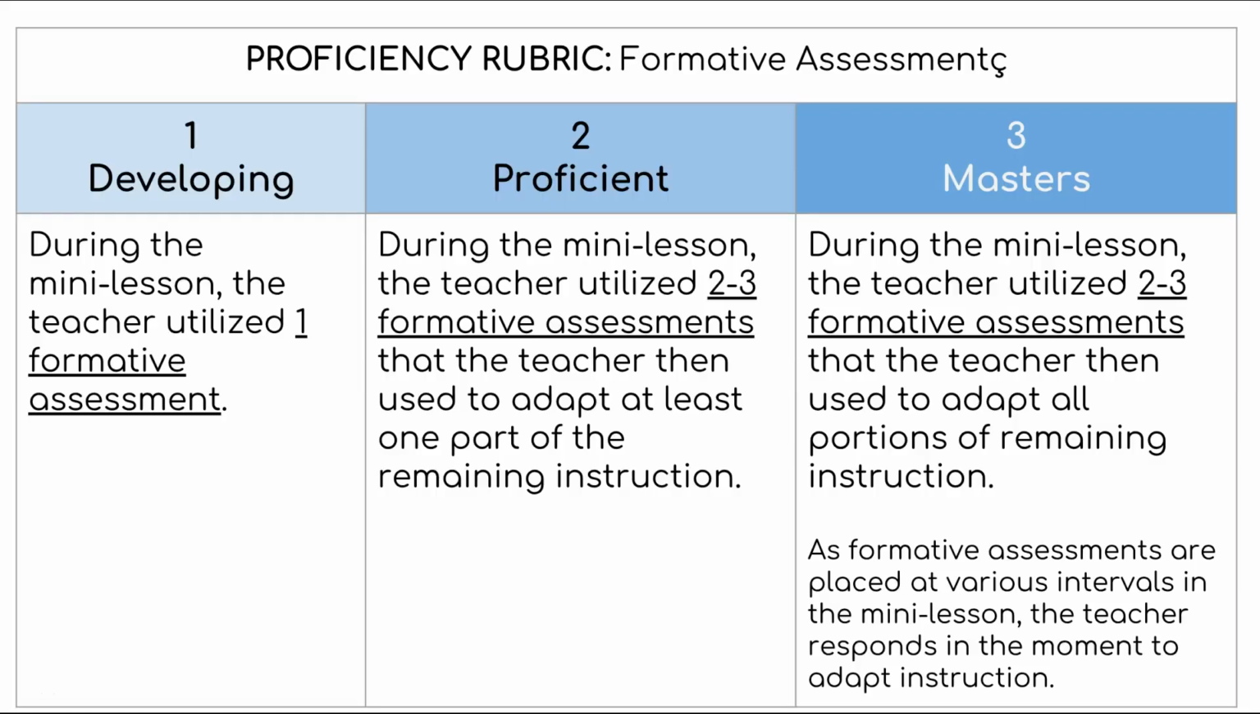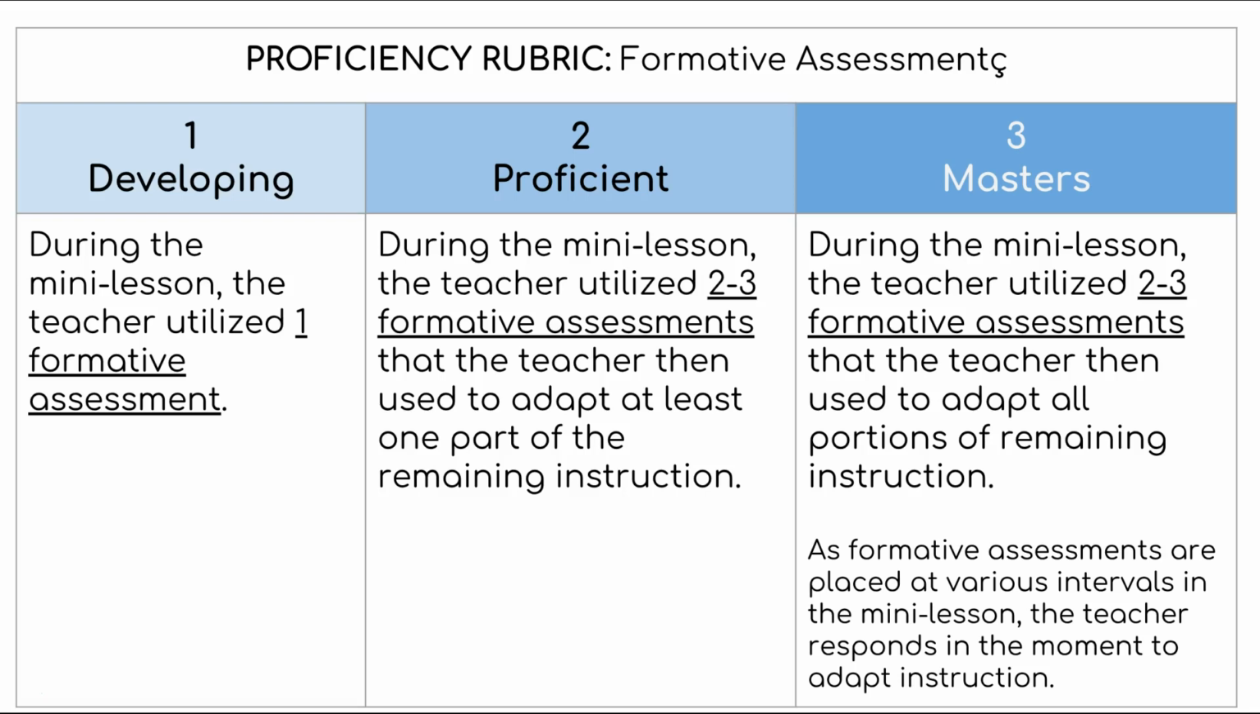Now that you've seen several techniques and examples of formative assessment, let's review the proficiency rubric one more time. During the demonstration lab, you'll present a 10-minute mini-lesson in which you model formative assessments and checks for understanding. You'll receive feedback based on the proficiency rubric you see on the screen. And to earn credit for this course, participants must score at the proficient or master's level.